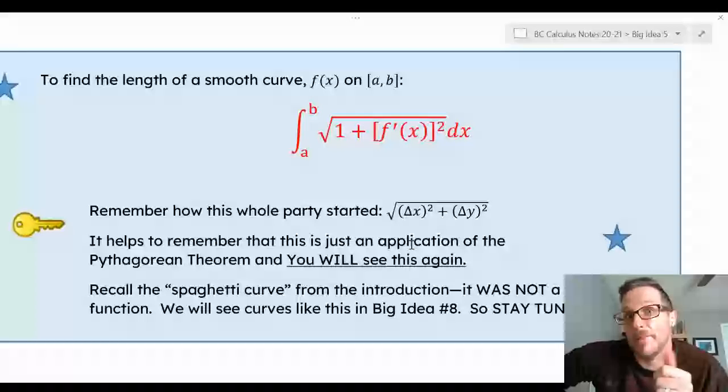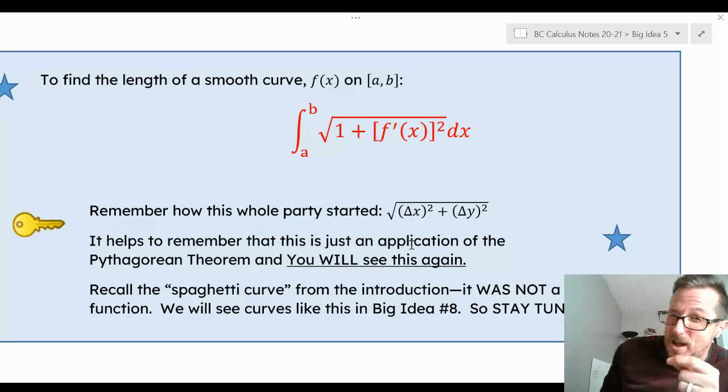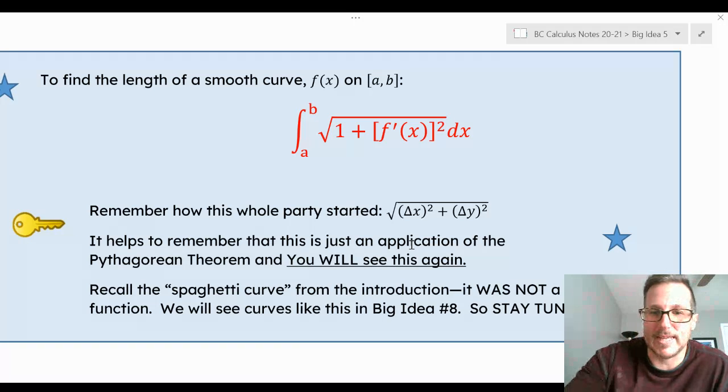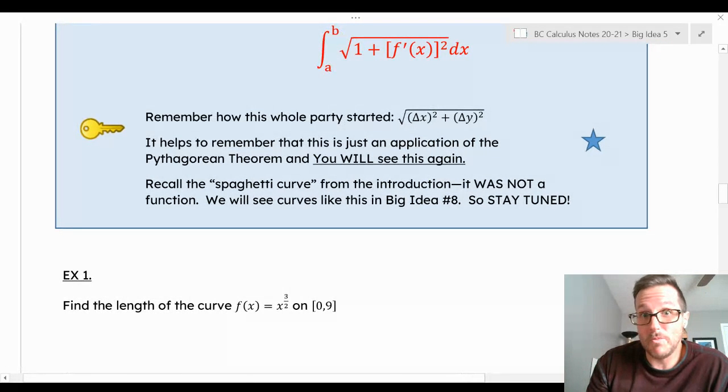So we're going to see that in parametric functions that are coming later on. We can define crazy loop-de-loops, but we can still find their length using this idea. So stick this in your back pocket because we're going to use this idea later on. All right, so let me show you a couple examples and we'll move on with life.